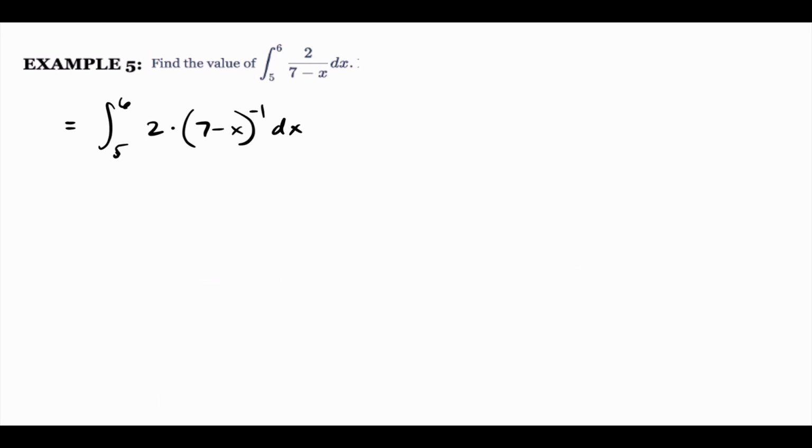So I have 2 questions. First question, can I distribute the 2 to the 7 and the negative x? No, I can't because of this power here. The second question, can I move the 2 to the front? Yes, and that's what I'm going to do. I'm not going to worry about the 2. The 2 is going to move to the front, and then I'll deal with it later.